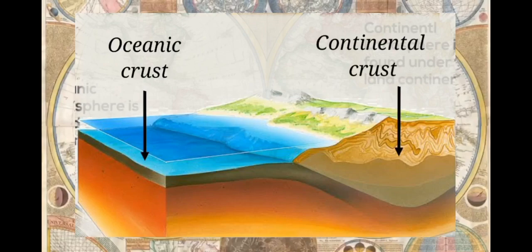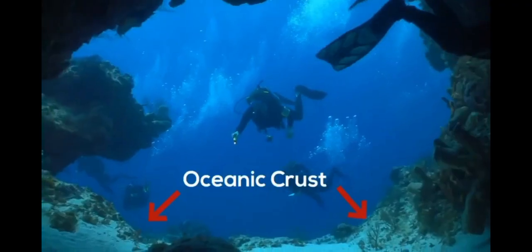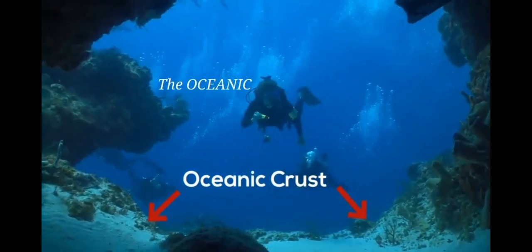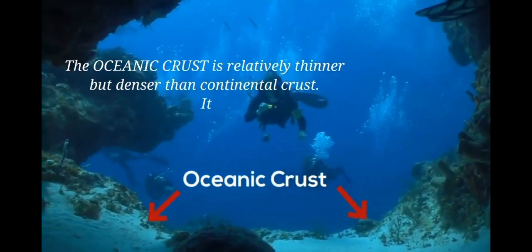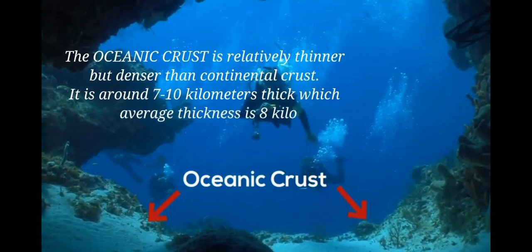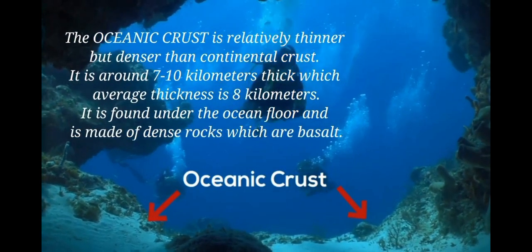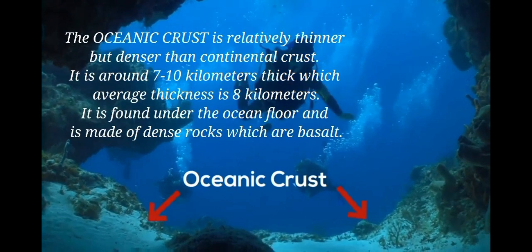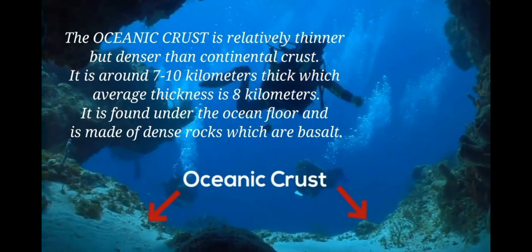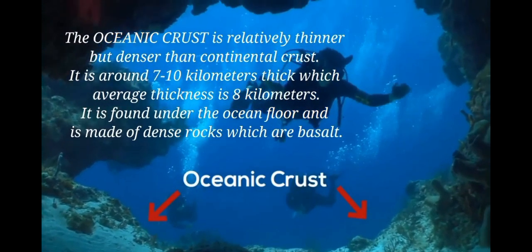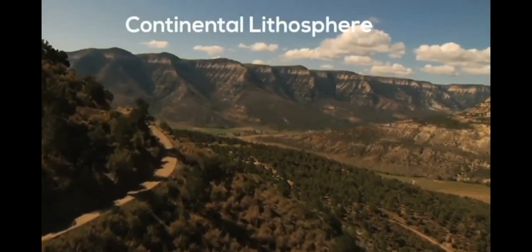Now, what is the difference between these two? Let's start with the oceanic crust. The oceanic crust is relatively thinner but denser than continental crust. It is around 7 to 10 kilometers thick, with an average thickness of 8 kilometers. It is found under the ocean floor and is made of dense rocks which are commonly composed of basalt.